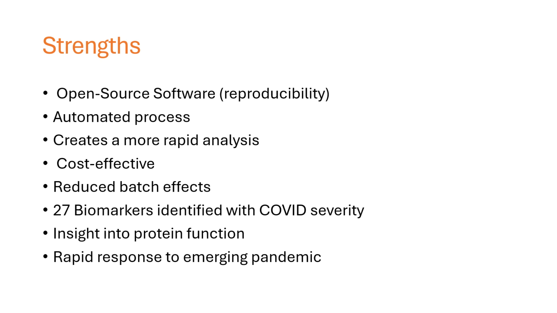Moving on to the COVID portion of the paper, they were able to identify 27 biomarkers associated with COVID severity. They were able to provide insight into protein function, and they provided a rapid response to emerging pandemics. So while they applied this to COVID-19, they basically showed that in the future, the next thing that comes along, there is a way to respond to it quickly.